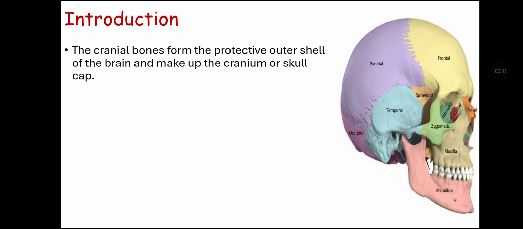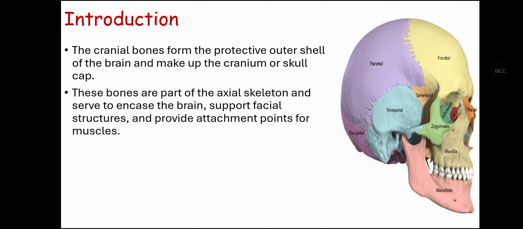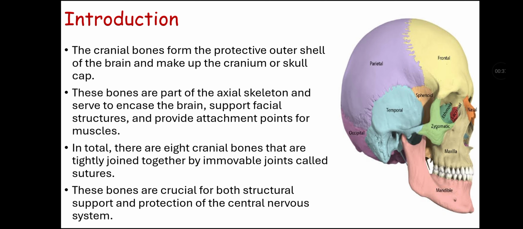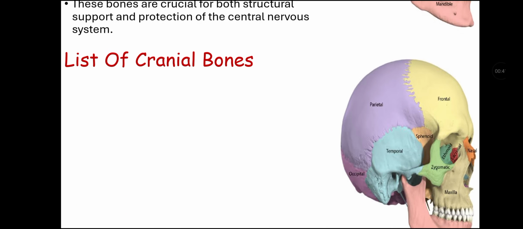Cranial bones form the protective outer shell of the brain and make up the cranium or skull cap. These bones are part of axial skeleton and serve to encase the brain, support facial structure and provide attachment points for muscle. In total, there are 8 cranial bones that are tightly joined together by immovable joints called sutures. These bones are crucial for both structural support and protection of central nervous system.